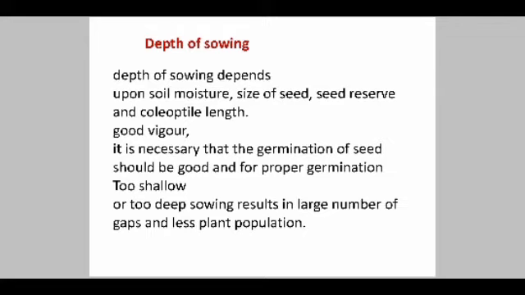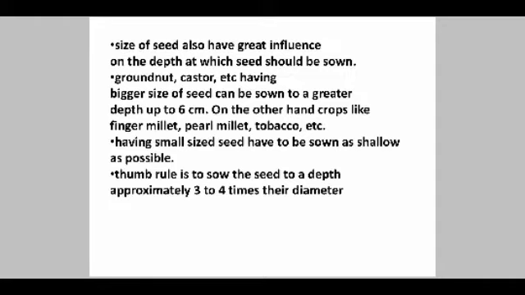Deep sowing affects the crop stand because in many cases seedlings may not be able to push their shoot above ground level from the greater depth. Besides affecting plant population, weed problems also arise. The size of the seed also has a great influence on the depth at which seed should be sown. Crops like groundnut, castor, etc.